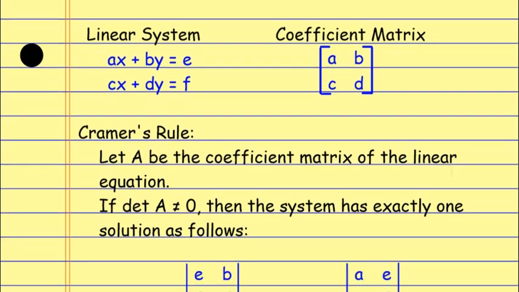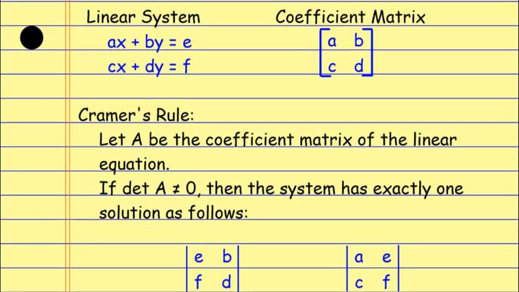If I start with that coefficient matrix, all right? So Cramer's rule: let A be the coefficient matrix of the linear equation. If the determinant of A equals 0, I can't continue. This thing is not going to work out. I'm not going to have a single, exact solution.